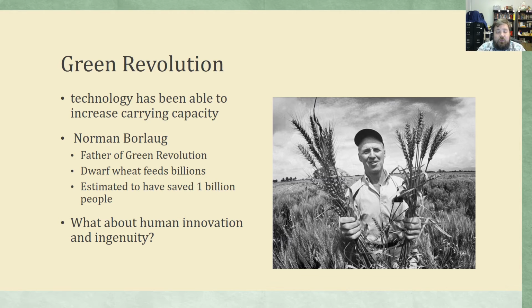The father of this Green Revolution is a man named Norman Borlaug. He was an agricultural chemist who is pretty much responsible for saving at least 1 billion lives. He developed new, more efficient strains of wheat and ways to grow this wheat called the dwarf wheat, which has really been responsible for expanding the carrying capacity of Earth massively. So human ingenuity and innovation really heavily tie into this question.